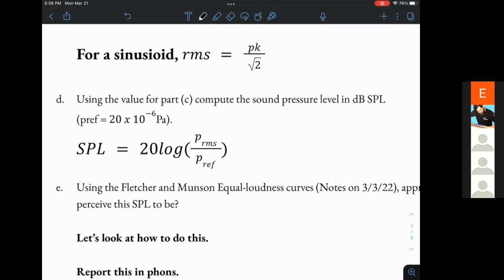Now, he says use part C, but just be careful here. You need to put P RMS in there. Otherwise it's not going to give you the right value. Don't use the peak there. Okay.